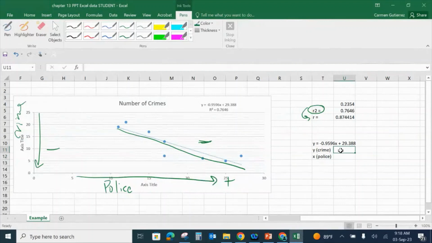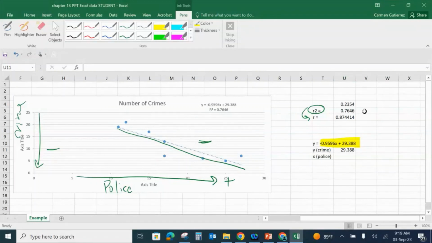So I'm going to put in these two cells the equation. So the equation is y equals, to open an equation in Excel, you start with equals, and I'm going to type the equation negative 0.9596 times x. I'm going to type x here, so I'm just clicking on the empty cell. I will put the number later. Plus 29.388. So here is this equation written here. Let me show you which equation. This equation. Okay.